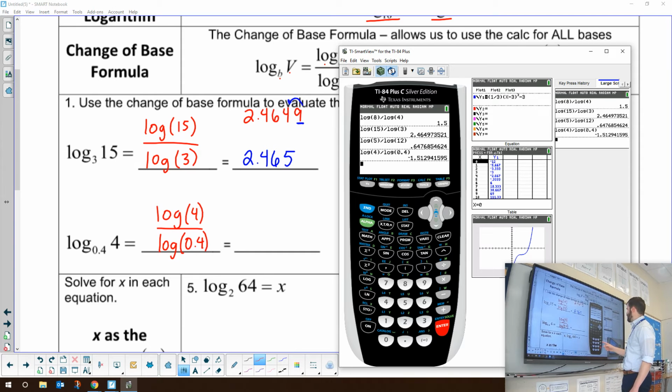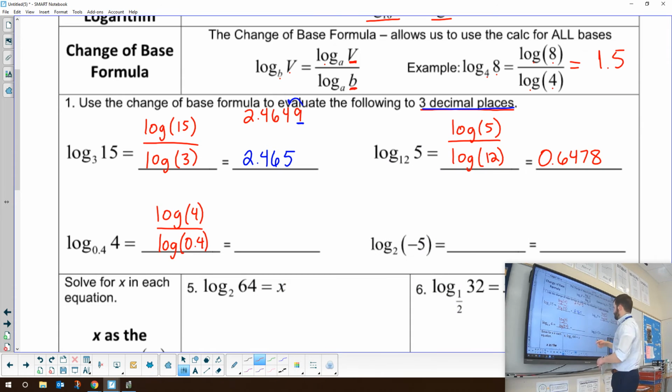We get our answer of negative 1.51. And once again, that 9 is going to tell me that the 2 is going to round up. So it's going to be negative 1.513. So there we go. It's going to be negative 1.513 as our answer.